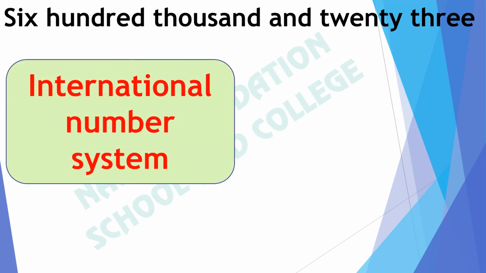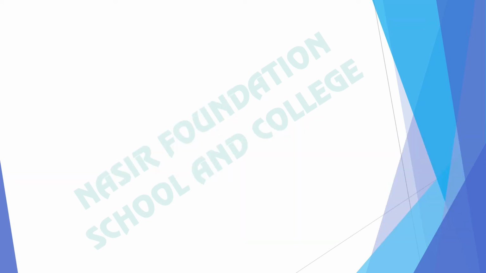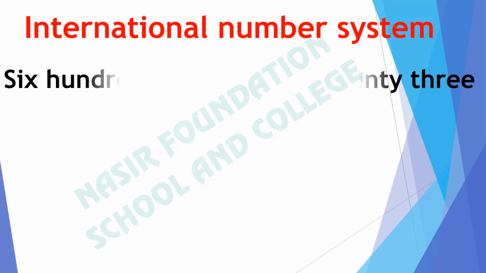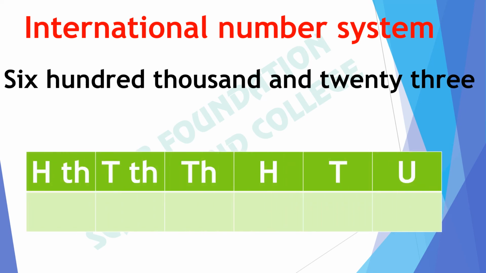600,023. Is it in international number system or South Asian number system? Yes, South Asian number system. No, it is in international number system as there are 600,000. 100,000 shows the number is in international number system. In international number system, we will place this number in the chart and we will place the comma in this number. A chart has been shown.